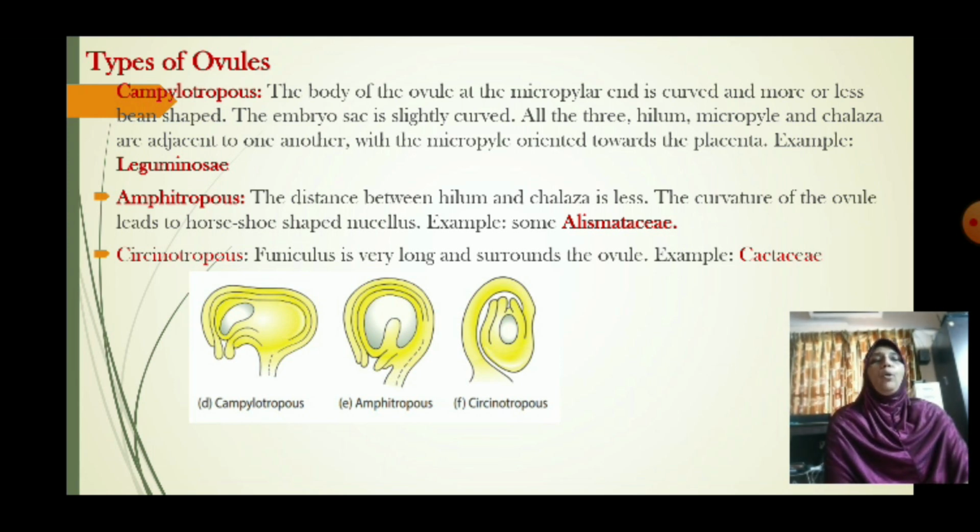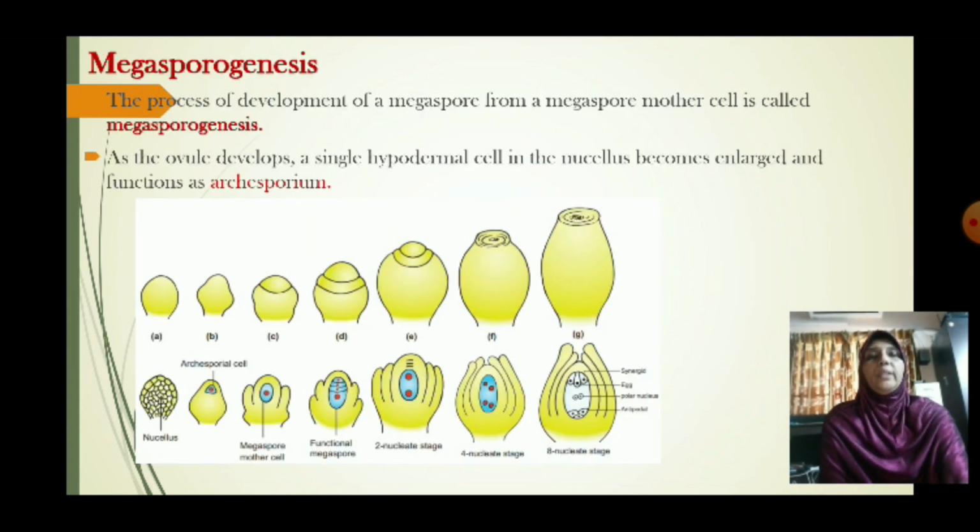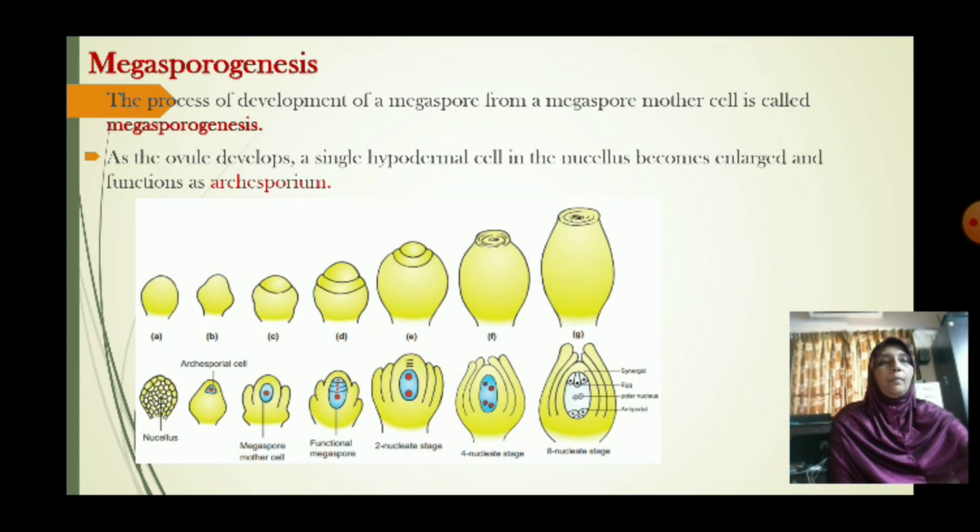And we are moving on to megasporogenesis. The process of development of megaspore from a megaspore mother cell is known as megasporogenesis. Here the ovule develops a single hypodermal cell in the nucellus, which becomes enlarged and functions as archesporium.